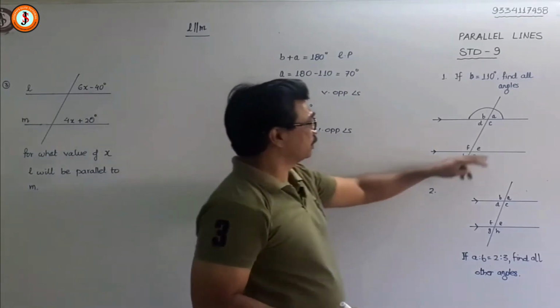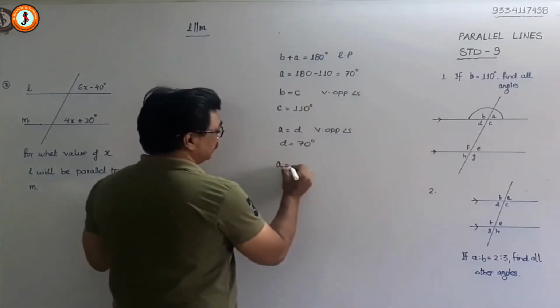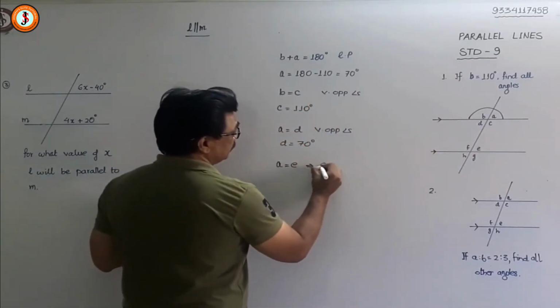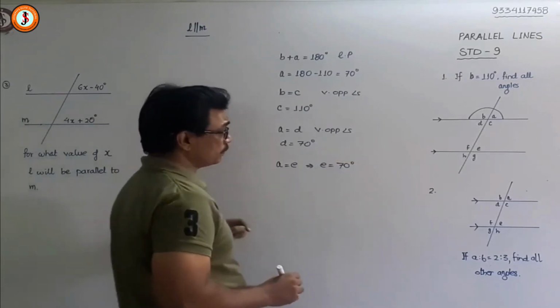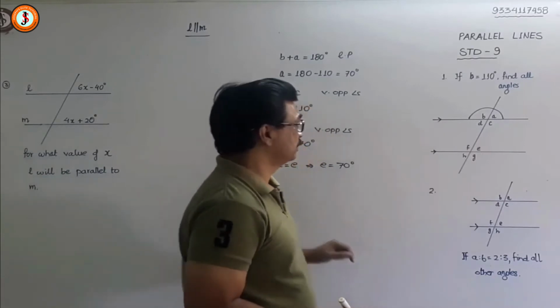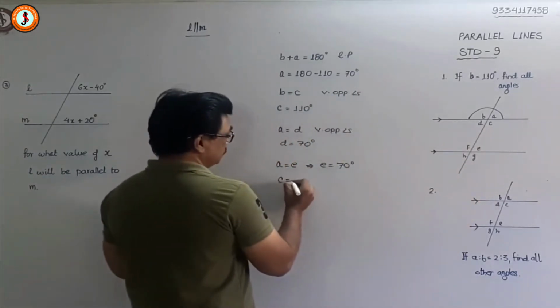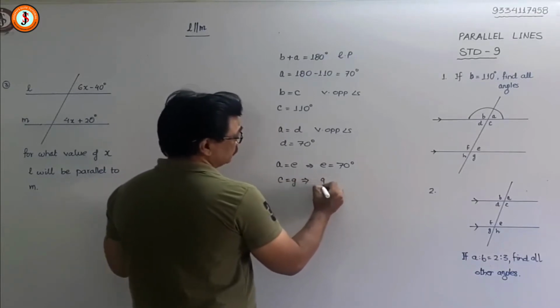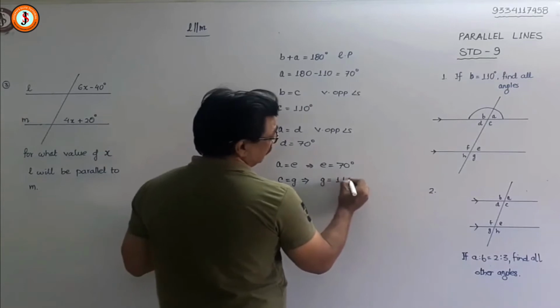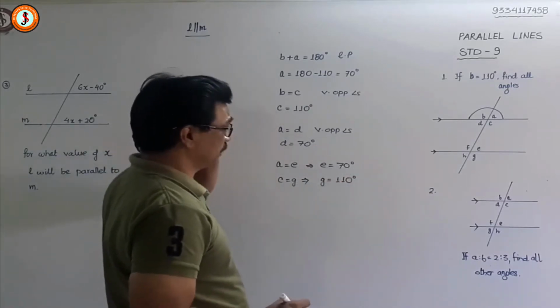So now we shift down. A will be equal to E, corresponding angles. This means that E is also 70 degrees. Same way, C is equal to G, all of them now corresponding angles. So that means G is equal to how much? 110. As we see C is 110, so G is 110.